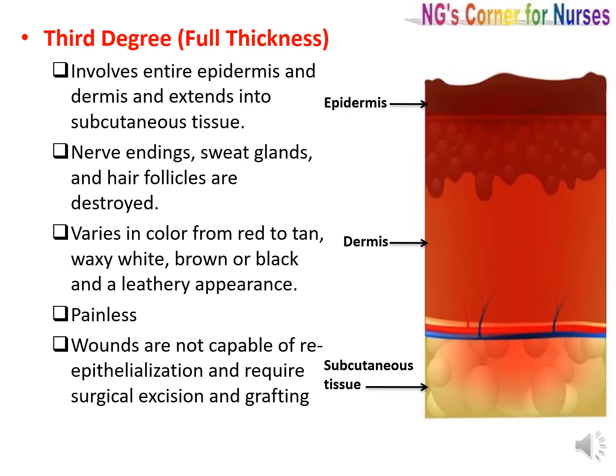Next, coming to third degree or full thickness burn injury. It involves entire epidermis and dermis and extends into subcutaneous tissue. Nerve endings, sweat glands and hair follicles are destroyed. Varies in color from red to tan, waxy white, brown or black, and a leathery appearance. It is painless. Wounds are not capable of reepithelialization and require surgical excision and grafting.